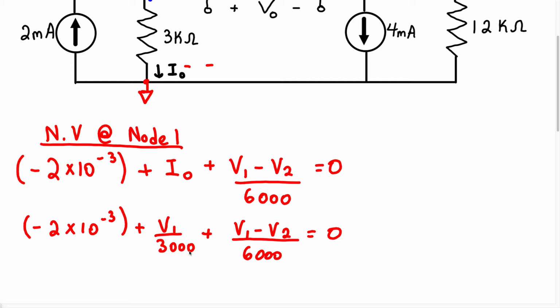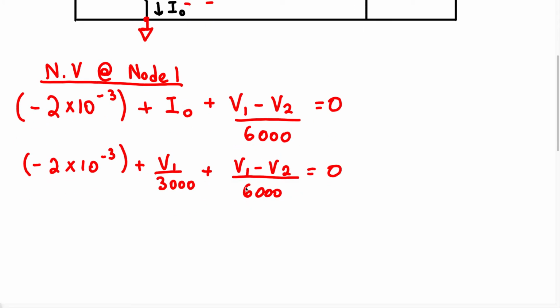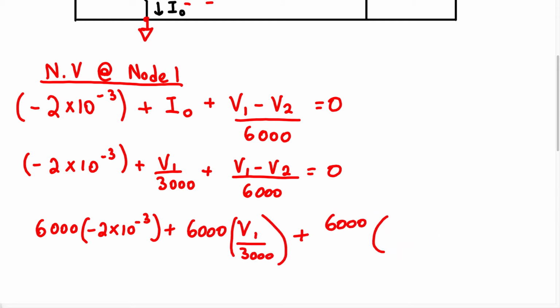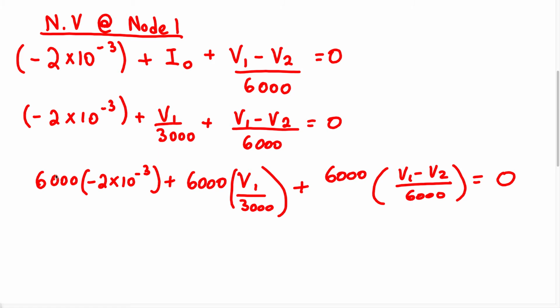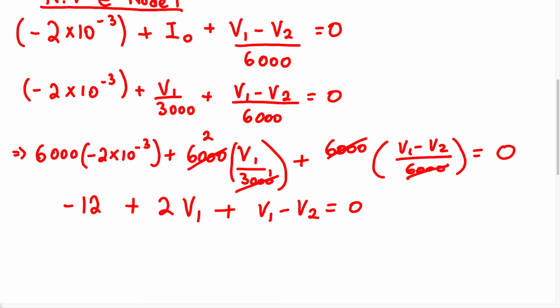Now out of these three terms, what is the LCD? Well, we know the LCD is going to be 6,000, right? So we can multiply each term by 6,000. Now let's start to simplify this. We know 6,000 times negative 2 times 10 to the negative 3 is going to give us negative 12, plus, 3,000 goes into 6,000 two times. So we're left with 2V1 plus, V1 minus V2 equals 0. So when we simplify this now, we're going to get 3V1 minus V2 equals 12. So this is our first node voltage equation.